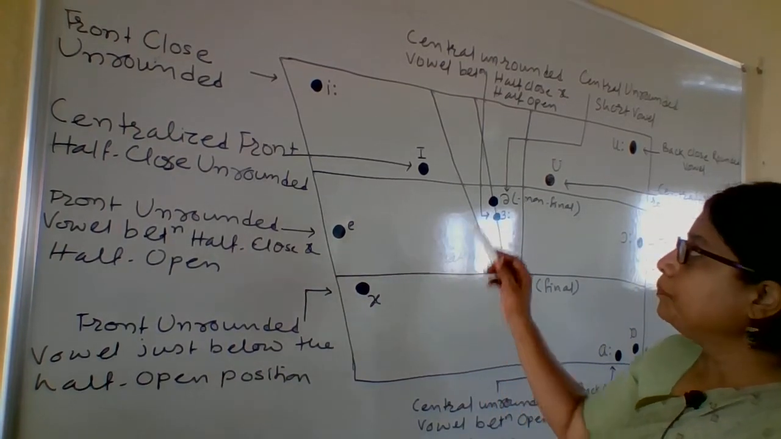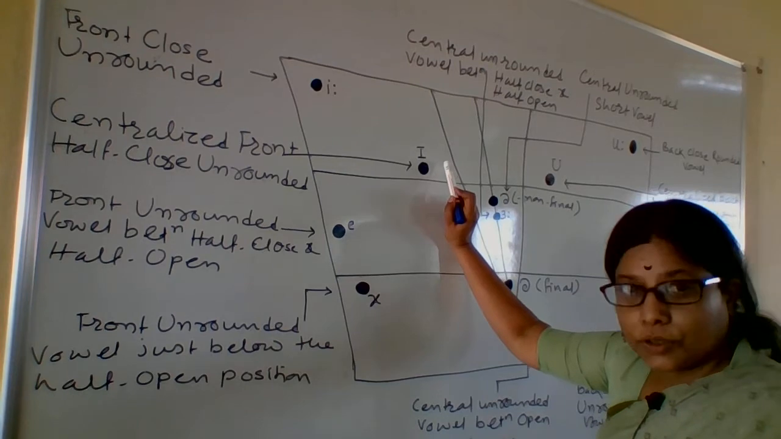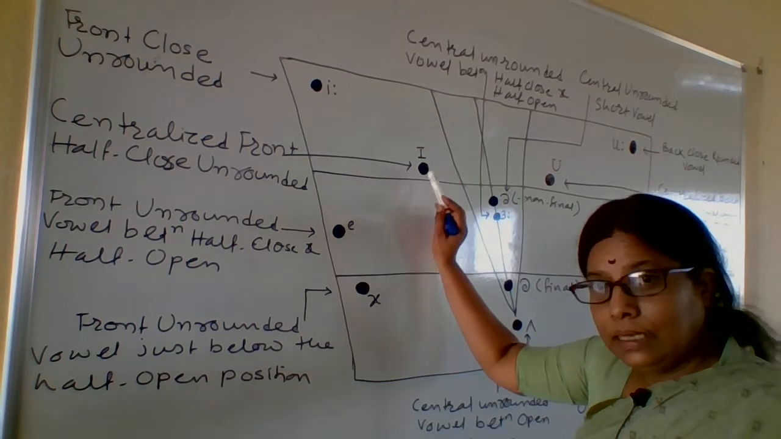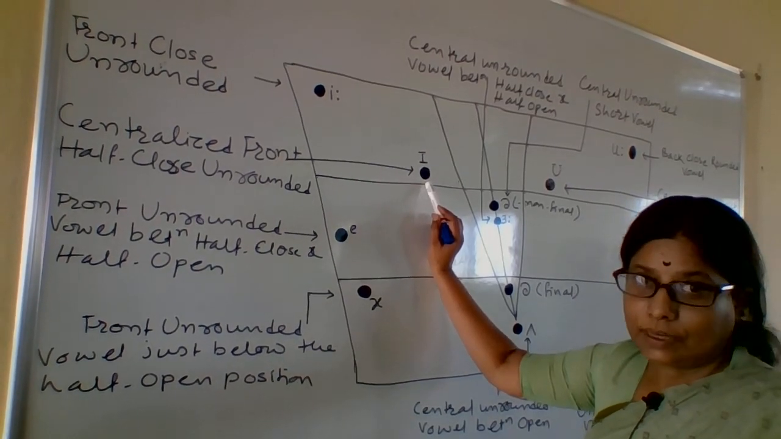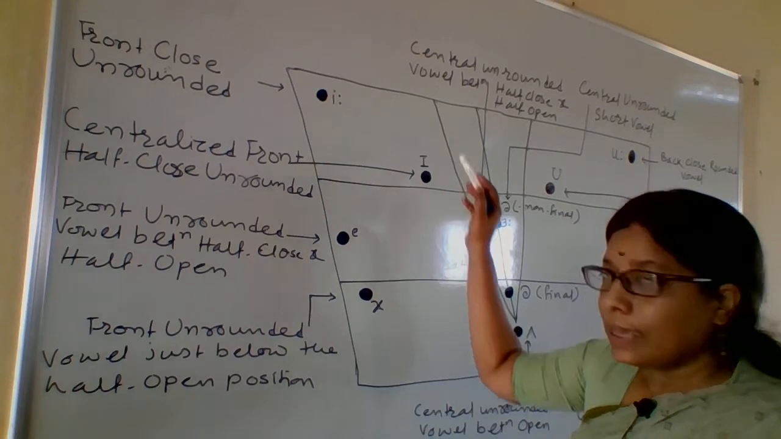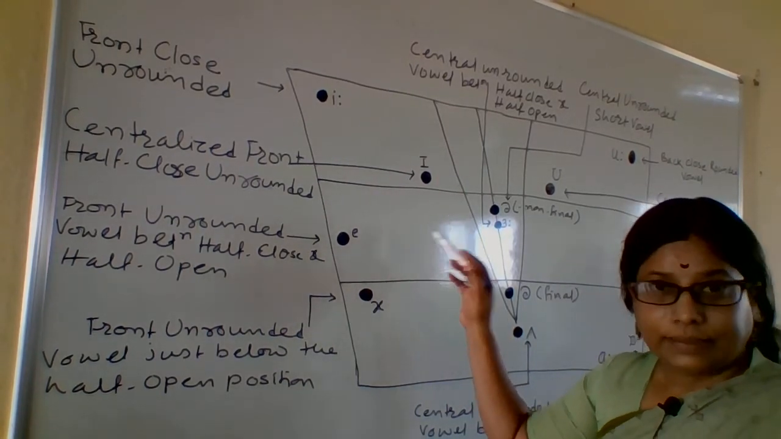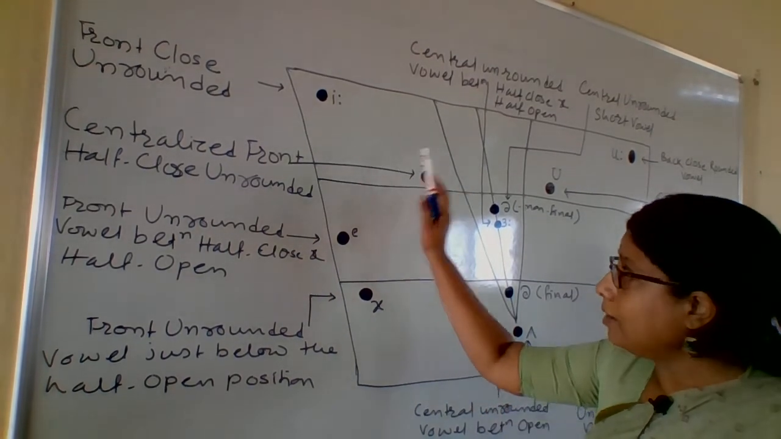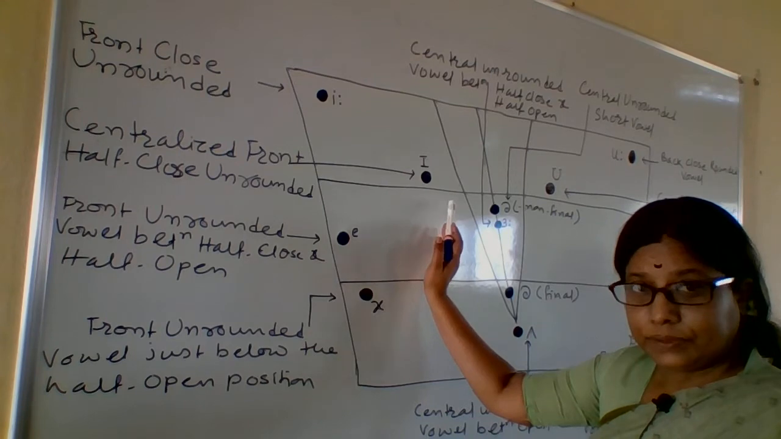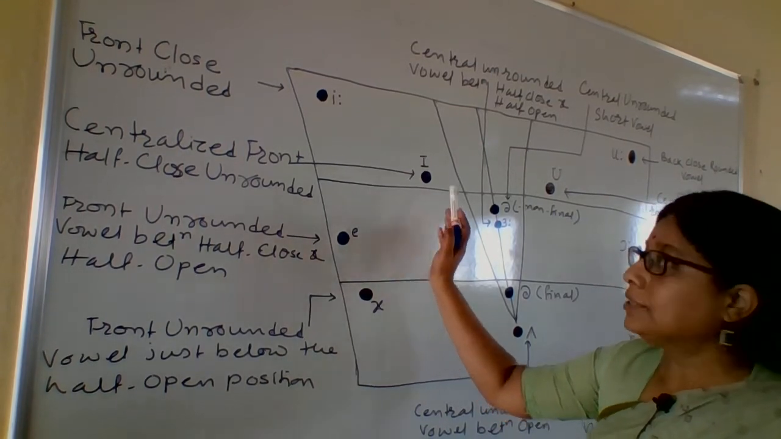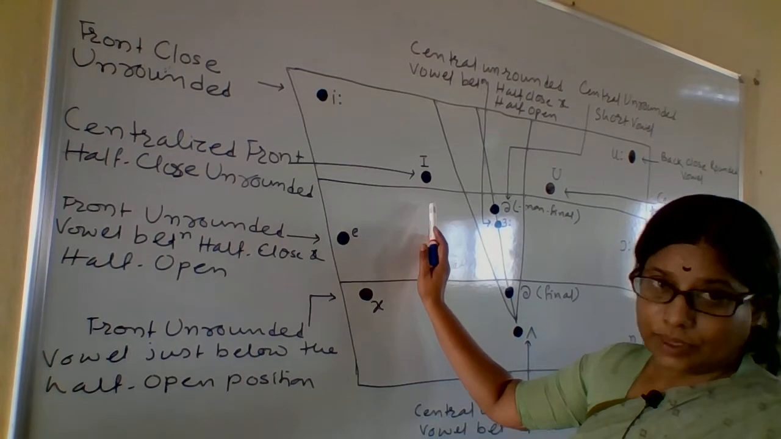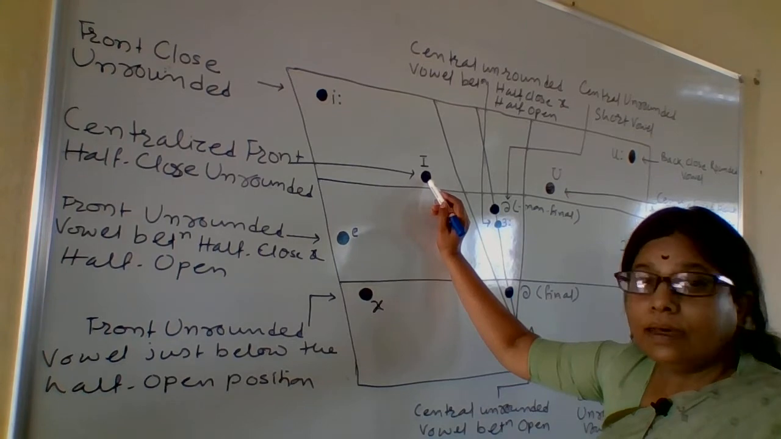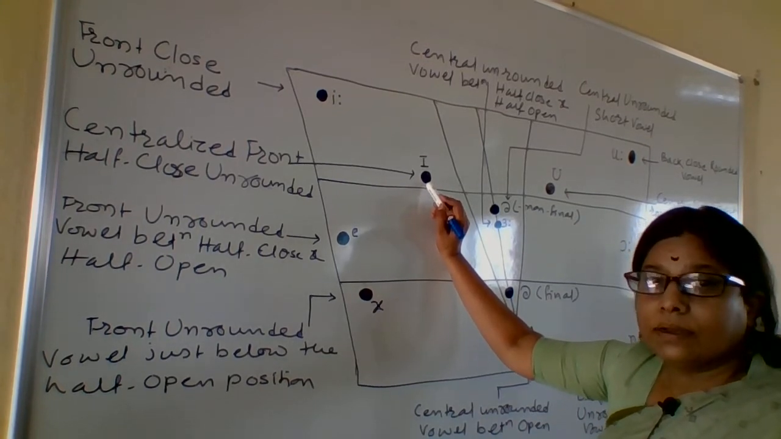I repeat, for the production of short E, the front part of the tongue near the center of the tongue, it is centralized front. That's why it is known as a centralized front. Centralized front means front part but near the center, nearer the central part. That's why the centralized front part of the tongue is raised to a height just above the half close position and the lips are unrounded.